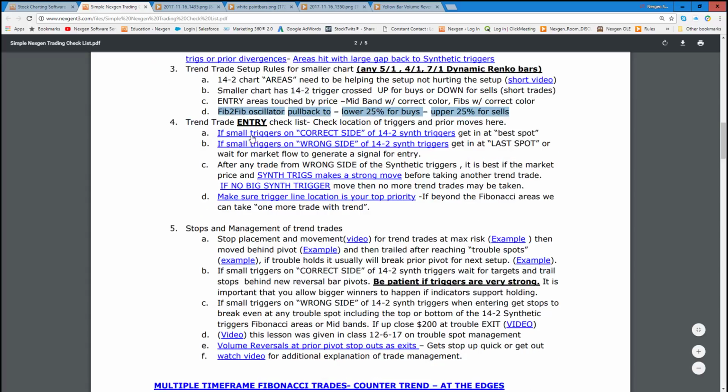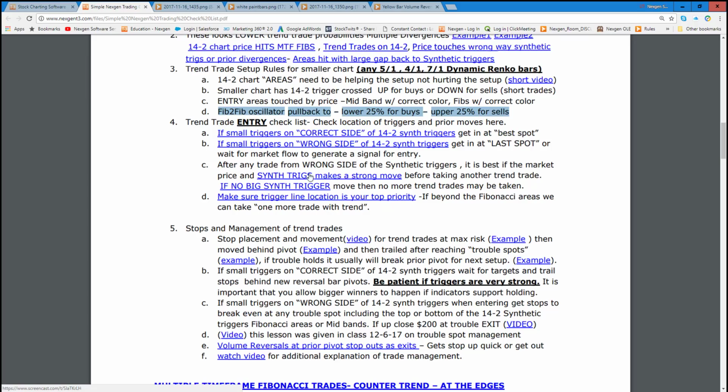Then we're going to go through a check of where the small triggers are in relationship to the synthetic triggers, as you've already seen. And then we're going to say what type of move will we do a second trade? What type of move will stop doing trades? And then always making sure trigger line location is our top priority.